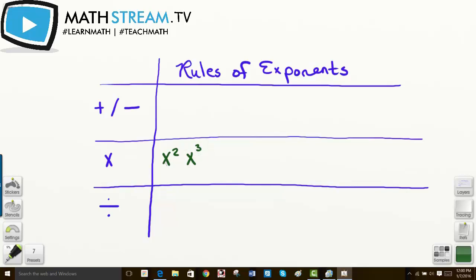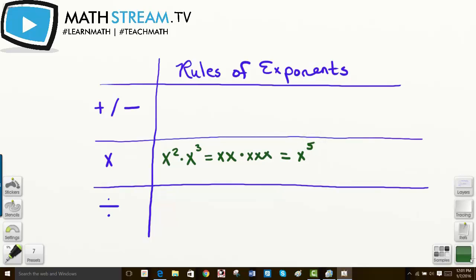What we're saying is we're taking x squared, which is 2 factors of x, x times x, and then x cubed is 3 factors of x, x times x times x, and we're multiplying those two expressions together. In expanded form, that would be x times x, that's our 2 factors of x for x squared, times x, x, x. And the question is, how does that simplify? We're just multiplying them together. We count up our x's and we see that we have x to the 5th. So x squared times x cubed equals x to the 5th.